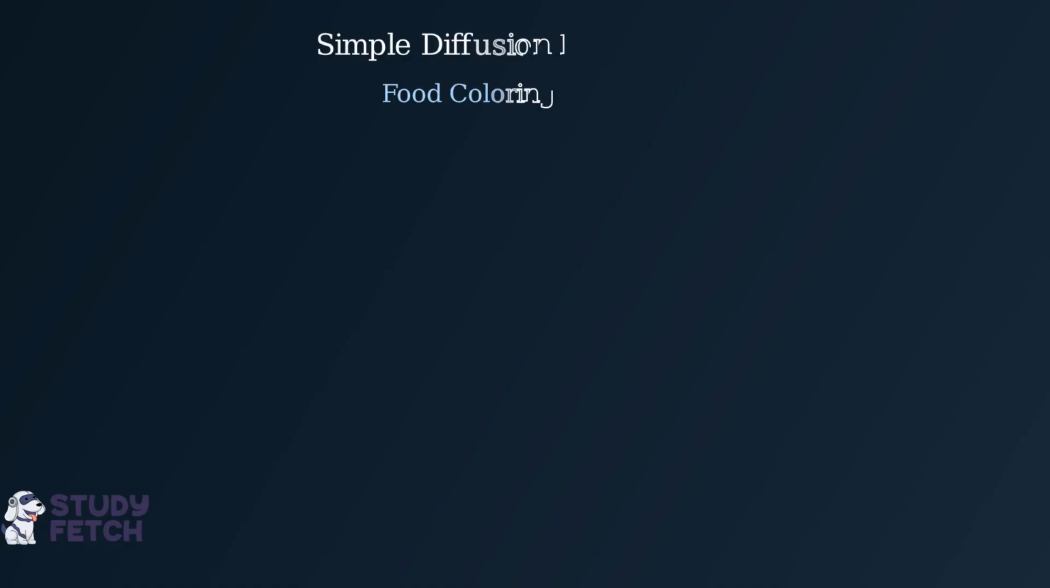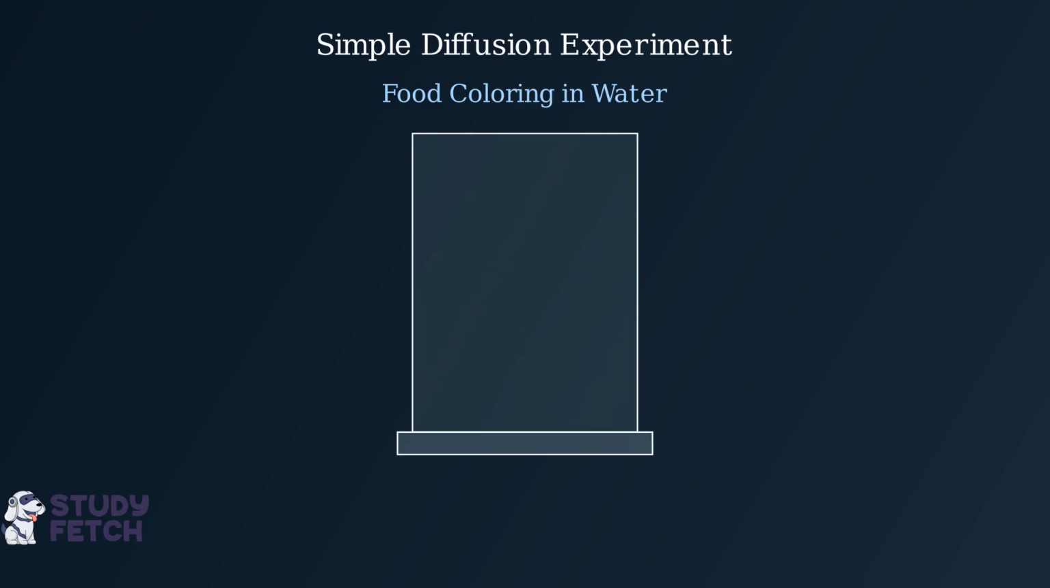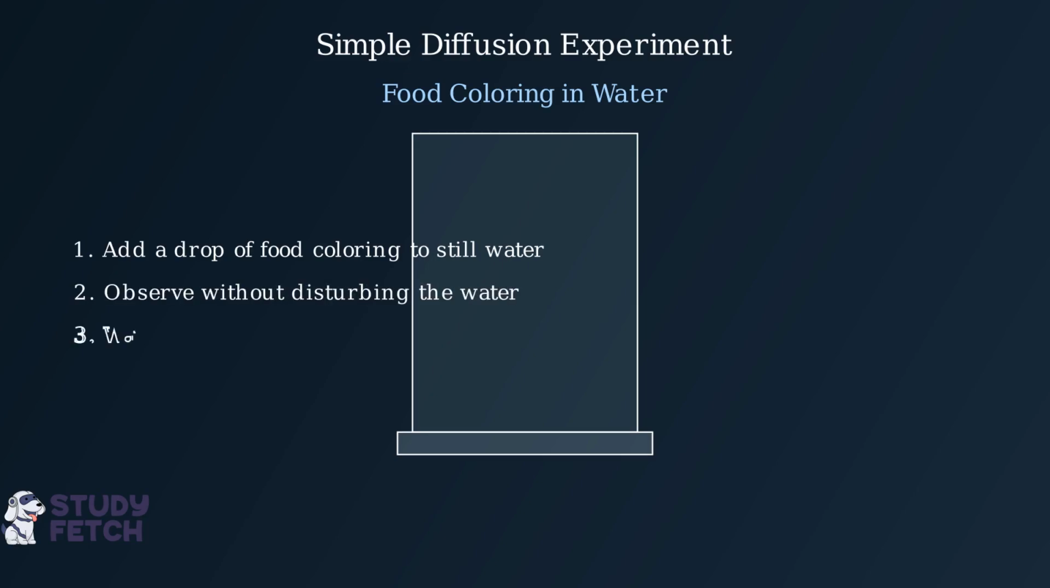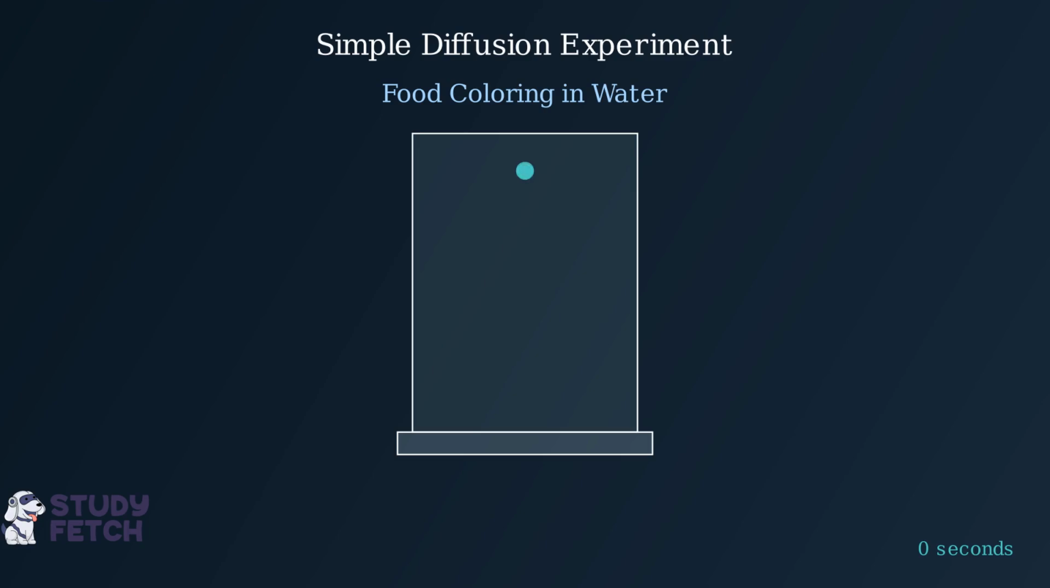In this classic diffusion experiment, we'll observe how a drop of food coloring spreads in still water. Let's follow these steps to observe diffusion in action. We start by adding a single drop of food coloring to the top of the water. At first, the color remains concentrated in one area, creating a region of high concentration.